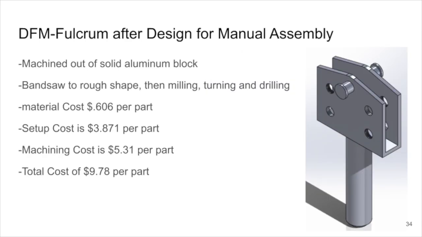Here is the DfM for the Fulcrum after design for manual assembly. It is machined out of solid aluminum block, bandsawed to rough shape, then milled, turned, and drilled, leading to a cost breakdown as shown here with a total cost of $978 per part.